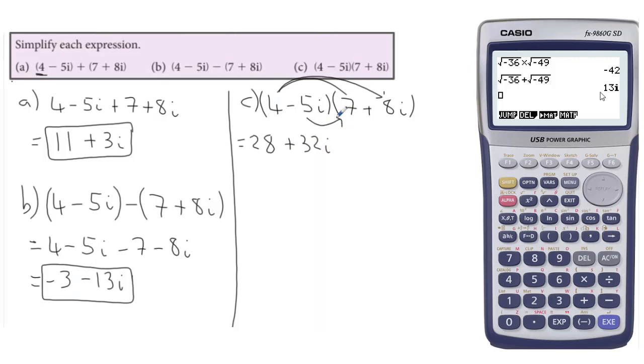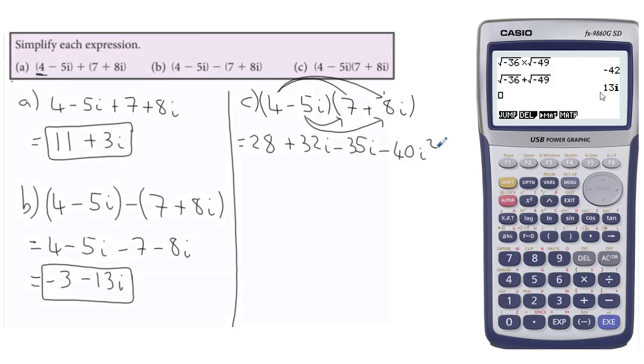Then you've got minus 5i times 7, which is minus 35i. And the last bit is minus 5 times 8, which is minus 40, and you've got i times i, which is i squared. So this is when it gets a bit tricky. The first 3 terms are absolutely fine. Then you've got to deal with the i squared.